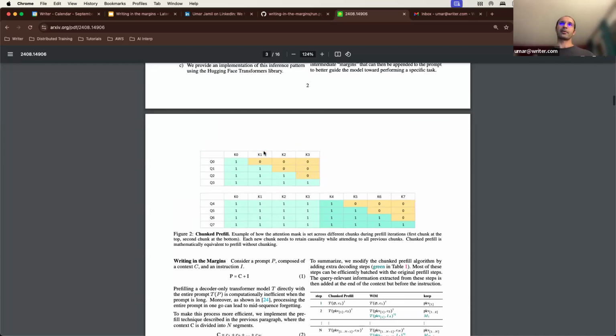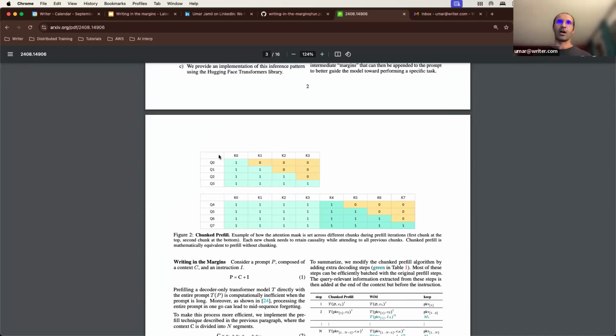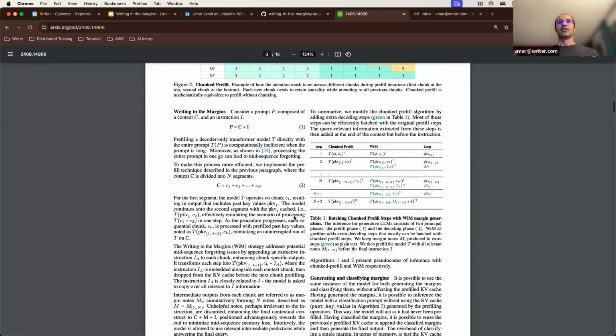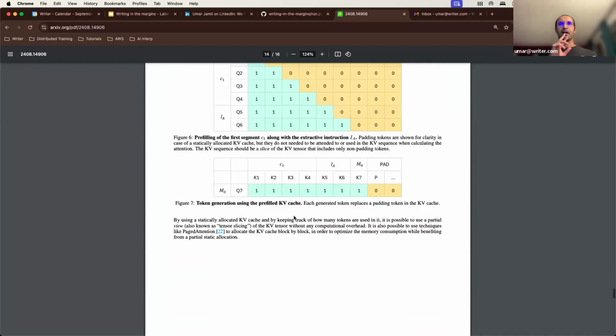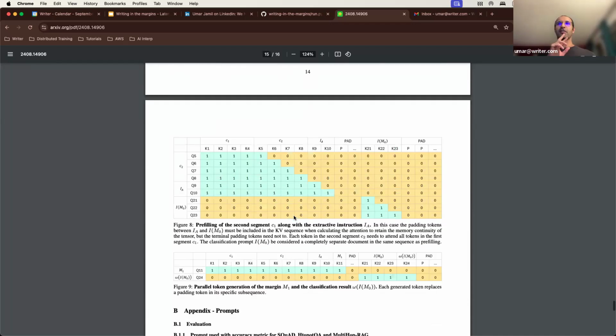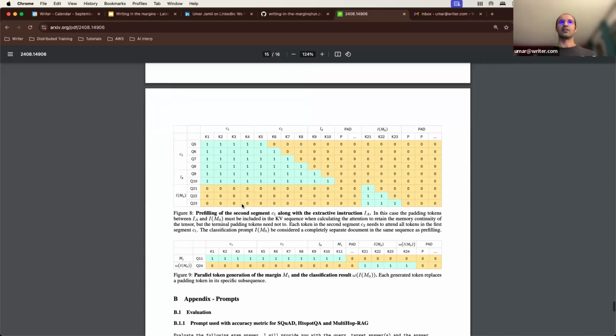Now in the paper we also show how chunked prefill works at the KV cache level, if you are familiar with how the KV cache works with the query, the keys, etc. We also show how to overlap the computation of the margin with the classification of a margin. This is the representation of the KV cache during the prefilling of one chunk and how it can be overlapped with the classification using the same language model and the same request in the same language model.